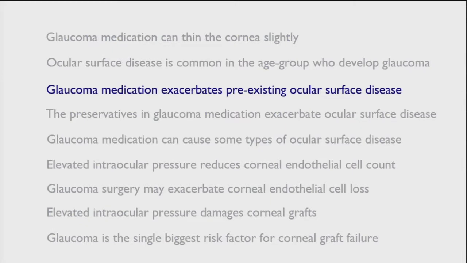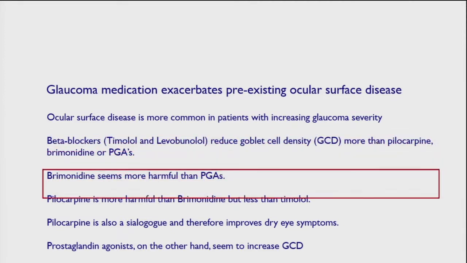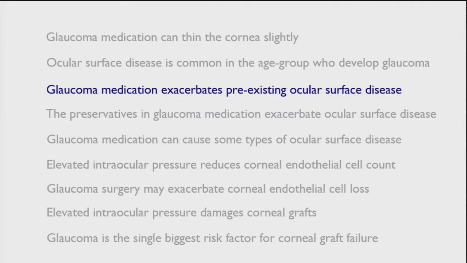Already from the question you alluded to the problems of medication, and as a general principle we all know that glaucoma medication exacerbates pre-existing corneal disease. Beta blockers are anesthetic and reduce baseline tear production. They reduce goblet cell density more than pilocarpine or brimonidine. Prostaglandins actually seem to increase goblet cell density in some studies, but in fact are still inflammatory to the ocular surface, as prostaglandins by nature are inflammatory cytokines.